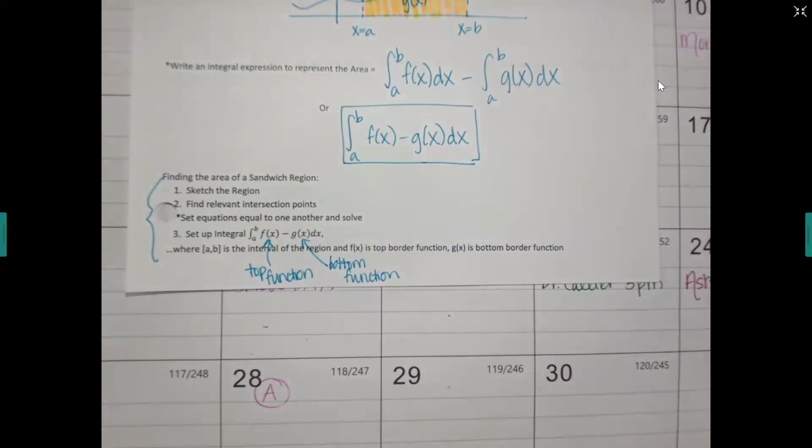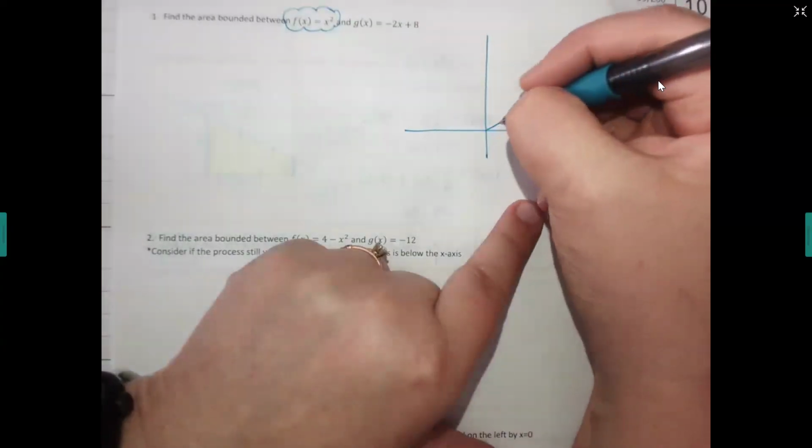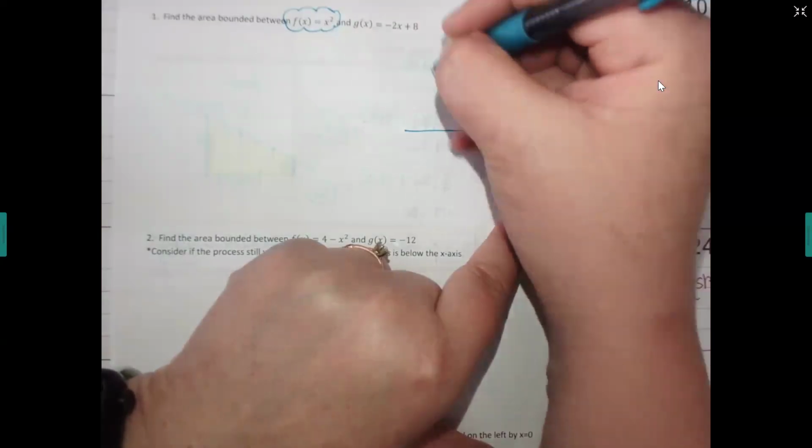And let's sketch the equations for number 1. So it says, find the area bounded between x squared and negative 2x plus 8. So let's do a little sketch of that. What does x squared look like? U, and does it shift up, down, left, right? None of those, right? Because it doesn't have any pluses or minuses. So your x squared will be like this.